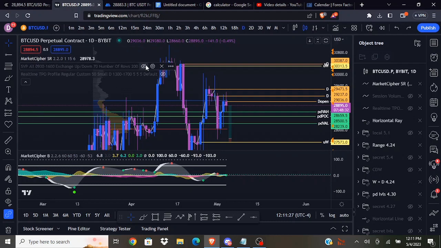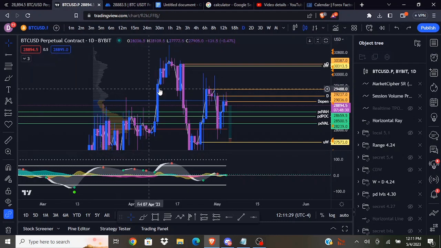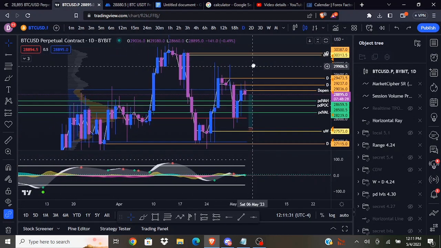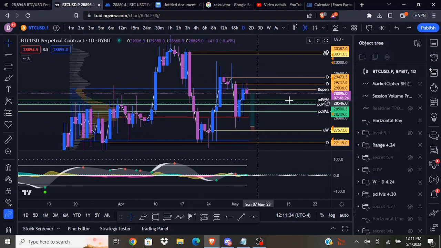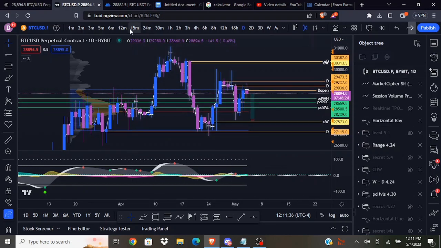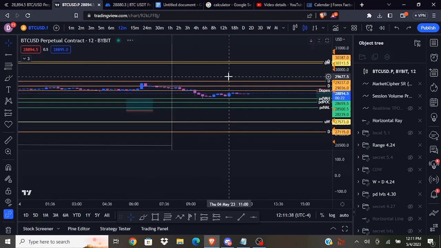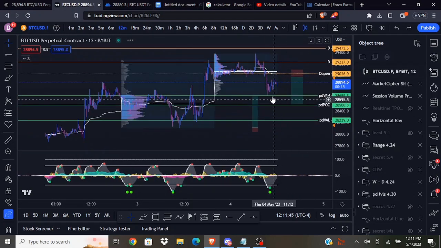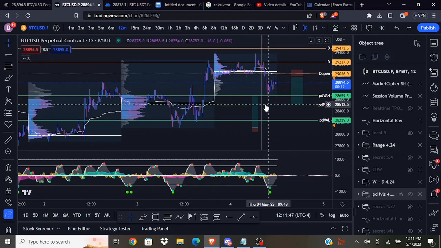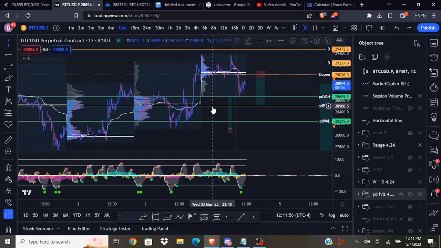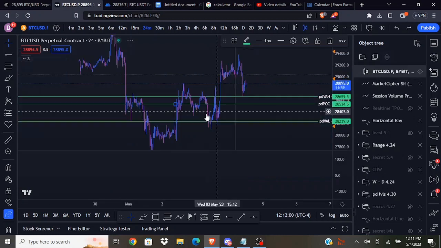That is another thing that I've been marking out daily, basically just using the session volume profile tool to get the value area of the previous day and marking out the value area high, value area low, and point of control. And these levels will shift slightly depending on the time frame you are looking at them on.